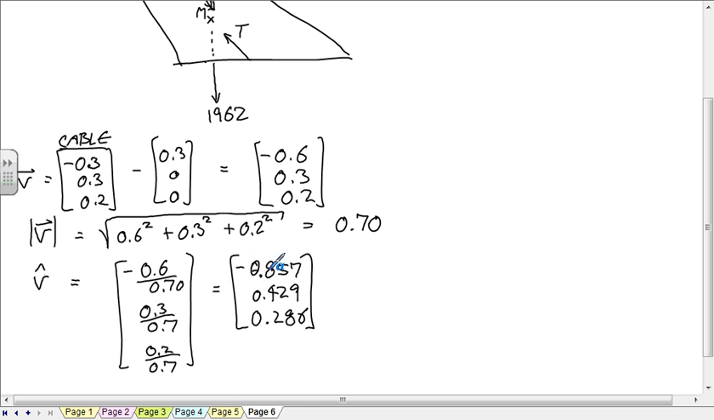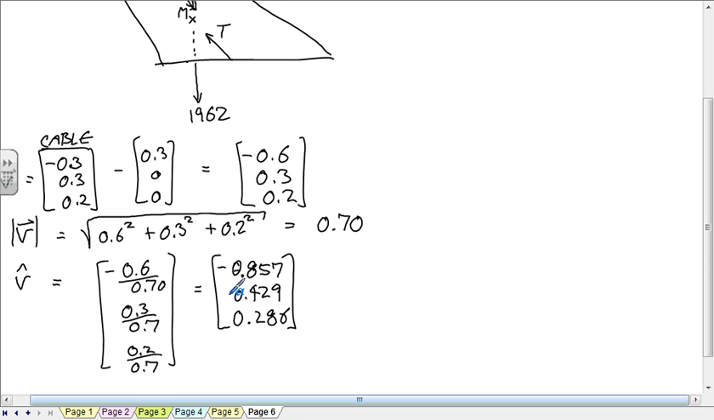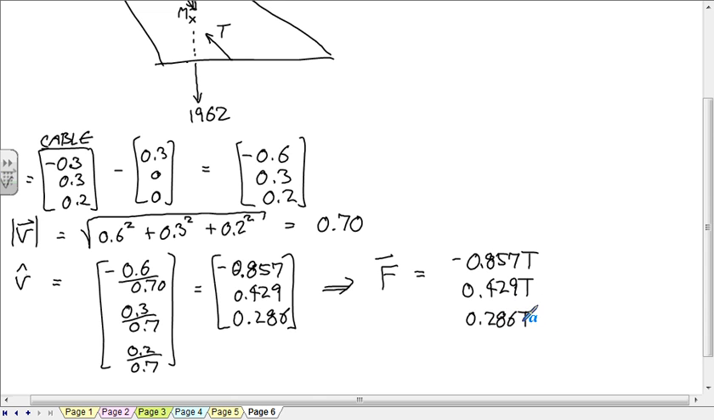And if you took the magnitude of this unit vector, what would you get? Yes. All the rest of you are not listening appropriately. Okay, so what's the force vector applied by that cable? The force is, yep, that's exactly right. So negative 0.857 T, 0.429 T, 0.286 T. Okay.